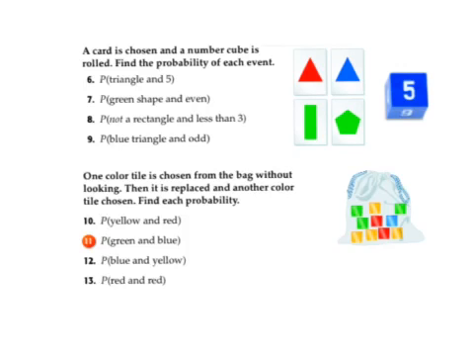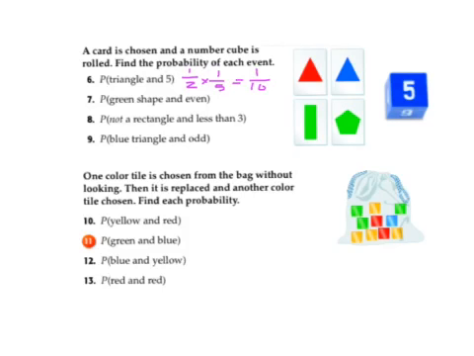Great, let's try some examples of our own. A card is chosen and a number cube is rolled. Find the probability of each event. Find the probability of picking a triangle and landing on a 5. So looking at the cards, I see that I have 2 triangles out of 4 cards. So 2 out of 4, or I'm going to go ahead and straight off the bat simplify that to 1/2. The probability of landing on a 5 on that dice would be 1 out of 5. And now we multiply, so I end up with 1/10.